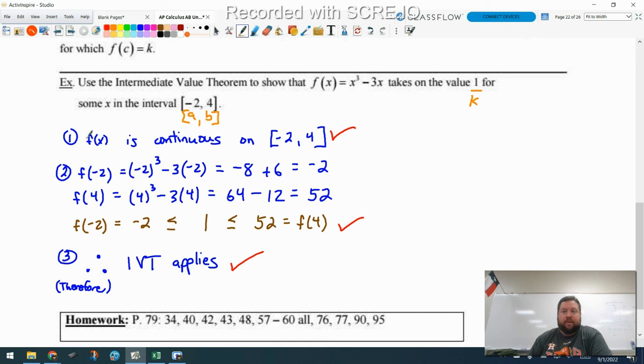So those are the three pieces you need. You need to make sure you state the function is continuous on the interval. You need to make sure that you put your k in between two y values in an inequality. And then you need to make sure that you invoke the name of the theorem at the end. IVT applies. If you've done those three things, they have no choice but to give you all the points on that problem.